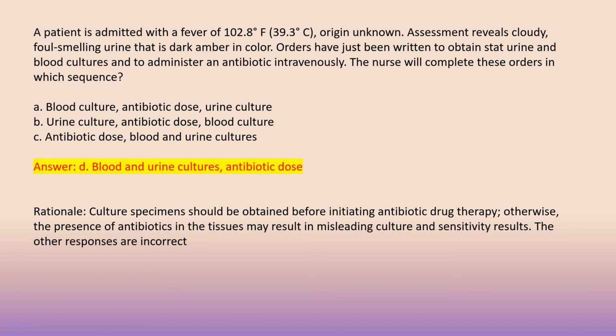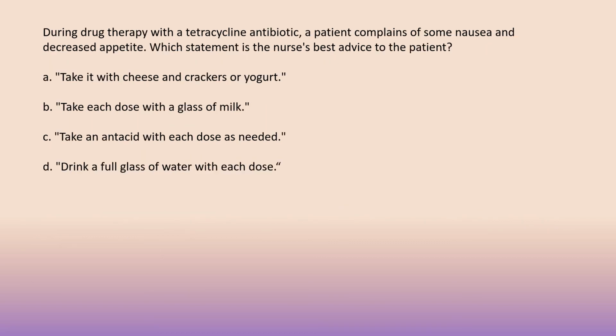Answer: D. Blood and urine cultures, antibiotic dose. Rationale: culture specimens should be obtained before initiating antibiotic drug therapy. Otherwise, the presence of antibiotics in the tissues may result in misleading culture and sensitivity results. The other responses are incorrect during drug therapy with a tetracycline antibiotic.